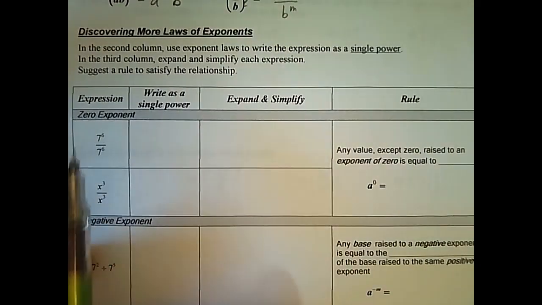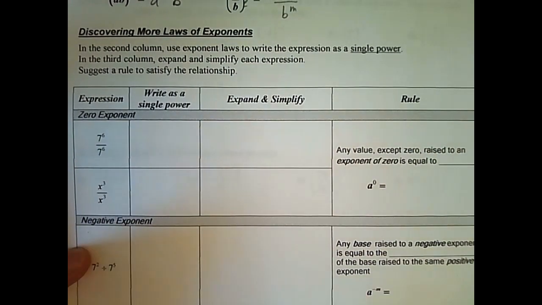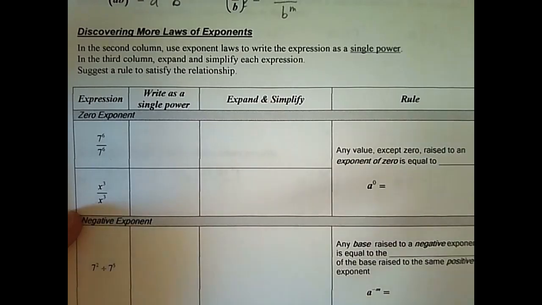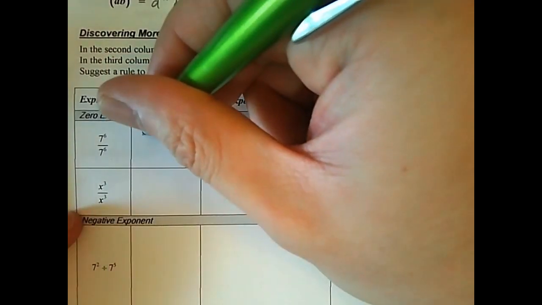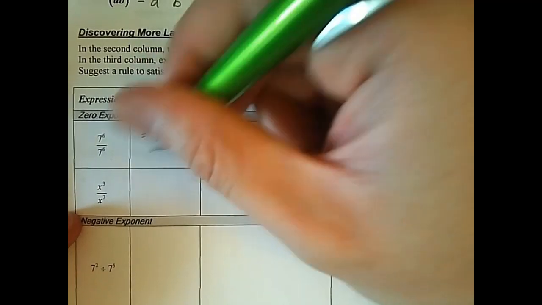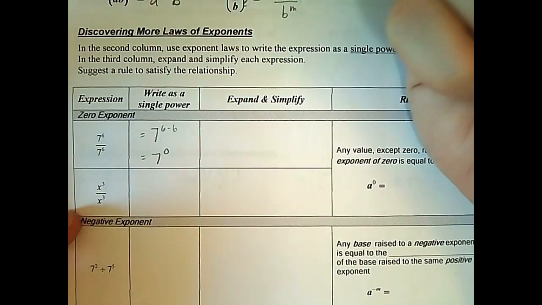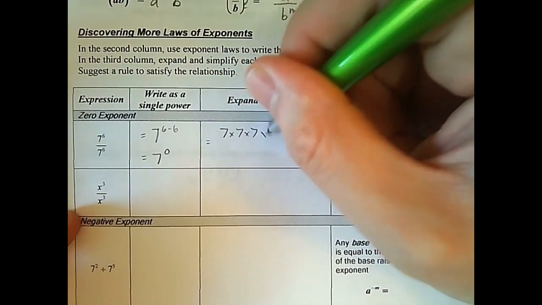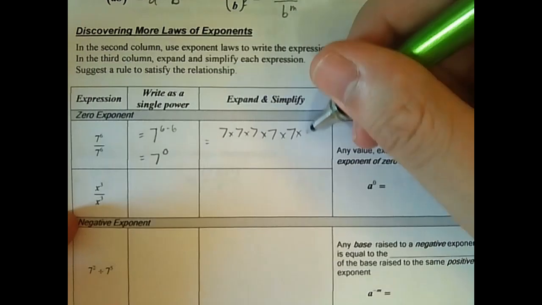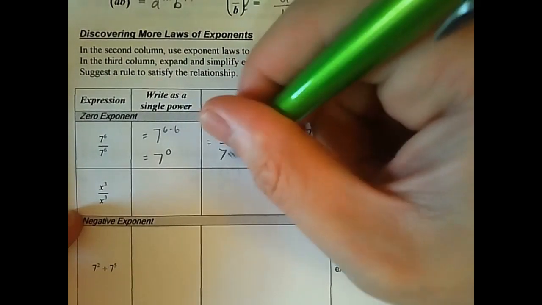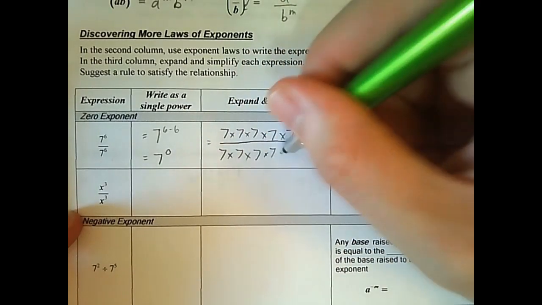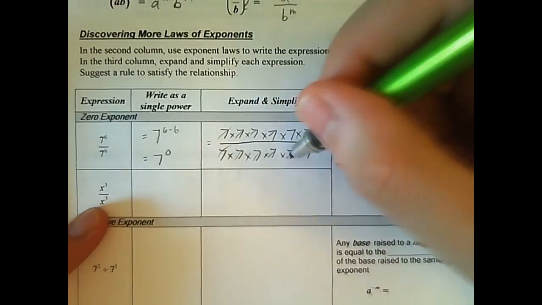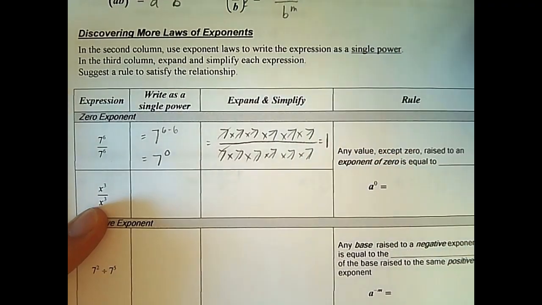So looking at the first one, our first law is going to be a 0 exponent. So if I have 7 to the power of 6 over 7 to the power of 6, if I wanted to write this using our exponent laws, we would subtract these exponents, so I get 7 to the power of 0. Now, if I were to show this, it's like 7 times 7 times 7 times 7 times 7 times 7, and same on the bottom. So if everything cancels out on the top and the bottom, it just equals 1.